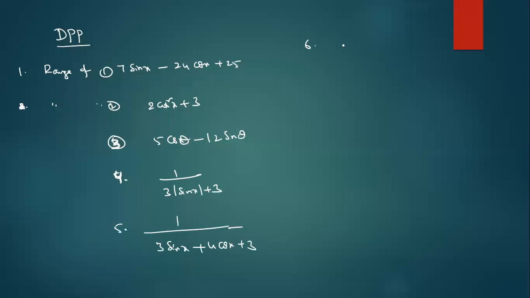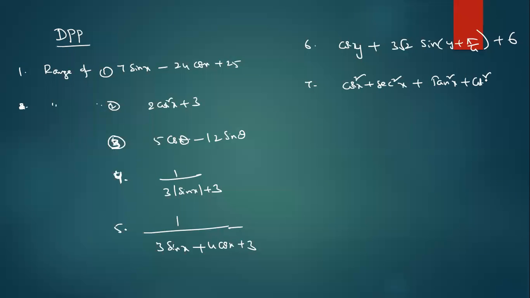Concept is one, range I'm asking. Cos x plus cos y plus 3 root 2 sin of y plus pi by 4 plus 6. 7. Cos square x plus secant square x, tan square x plus cot square x plus 2. I think so, sufficient, still needed. 9 secant square x plus 16 cosecant square x. What is your answer? Enough for these cases, please tell me.